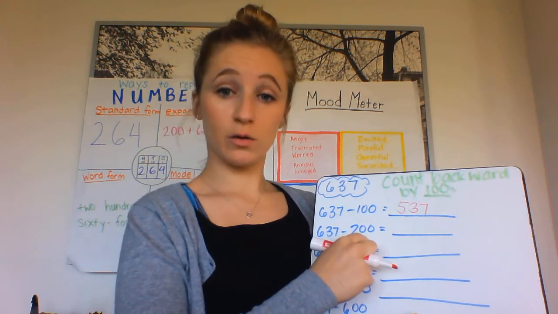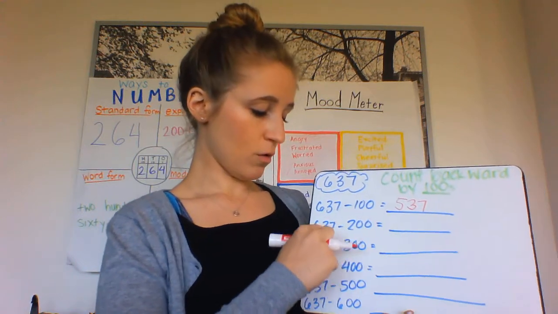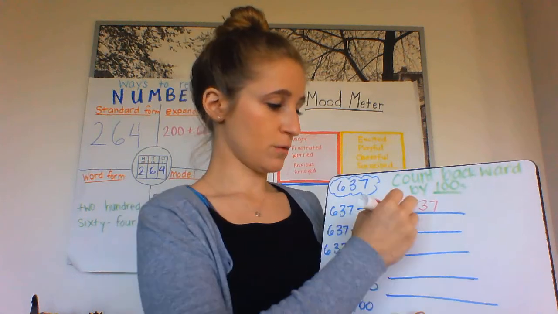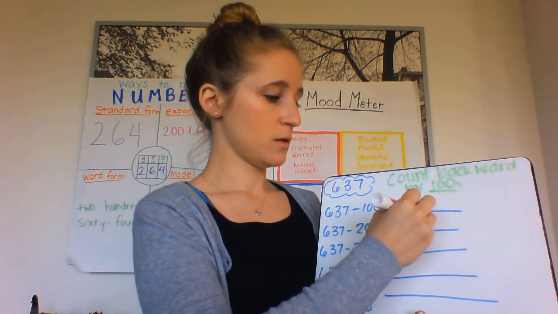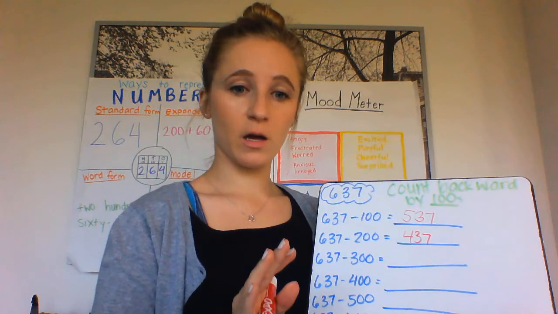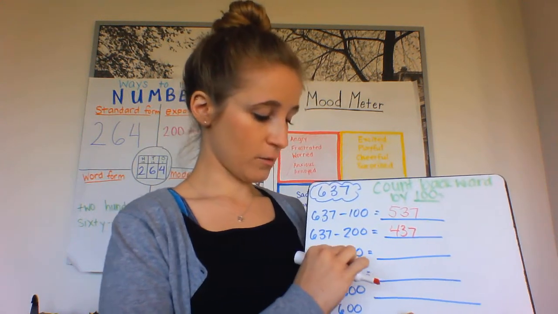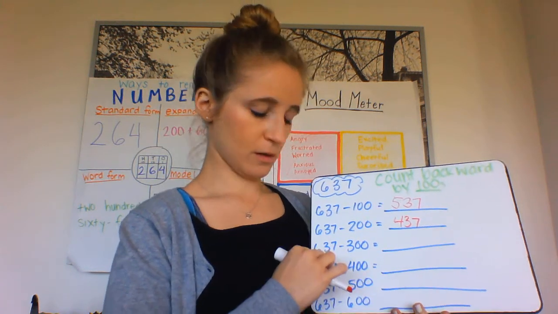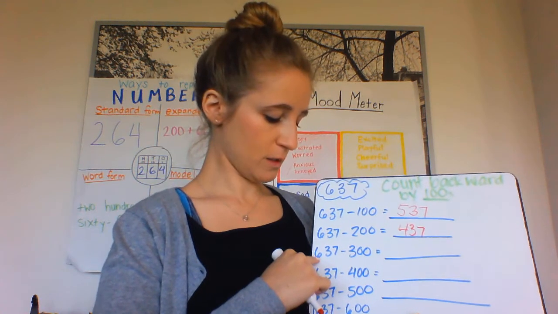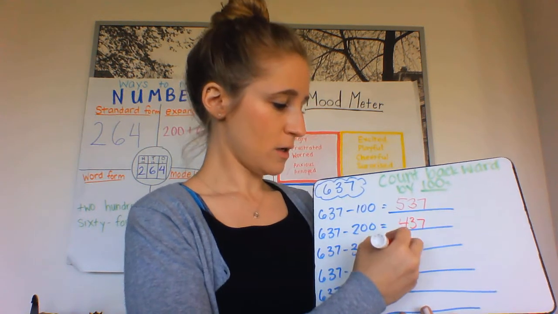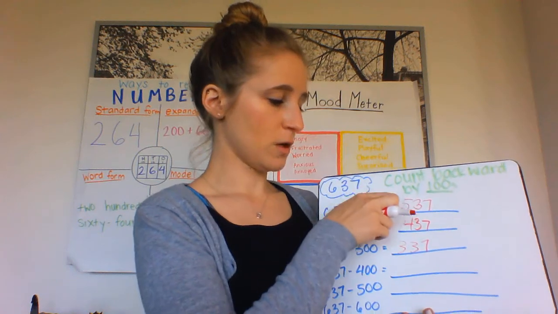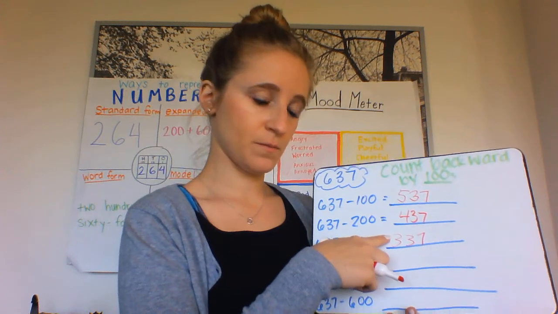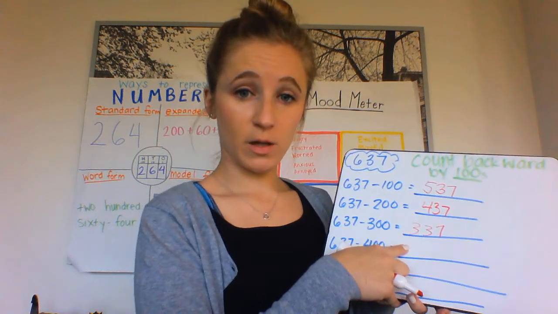Okay, let's look at the next one. 637 minus 200. Again, only that hundreds place is going to change. It's going to go down by 2. So it's going to be 437. Remember, we're counting back by 100. Next, we look at 637 minus 300. This time, we know that it's kind of the same as subtracting 3 from 6, and it's going to be 337. Look at the pattern. 537, 437, 337. What do you think the next one's going to be?